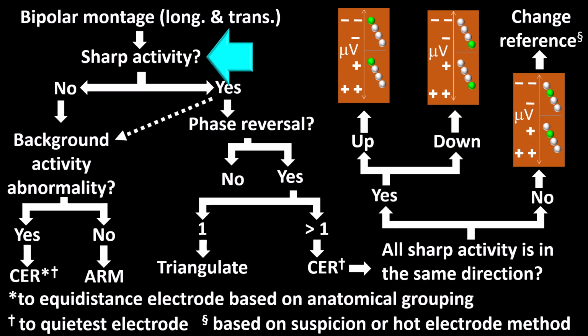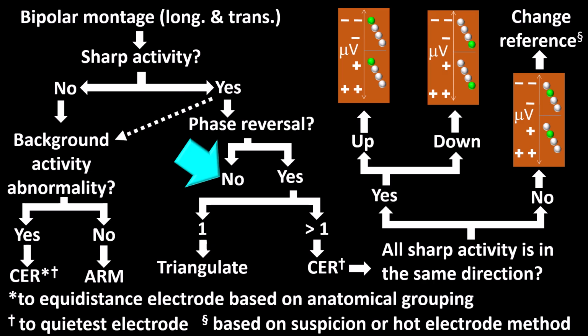Now let's go back to the initial question. If the answer to the initial question regarding sharp activity is yes, I again ask myself if there is any background abnormality, but I do so not only in a general sense but also in the context of the sharp activity I had just encountered. Using this information, I arrive at a tentative conclusion regarding the background activity following the same process I previously described for the same purpose. I then go back to the sharp activity and look for phase reversals.